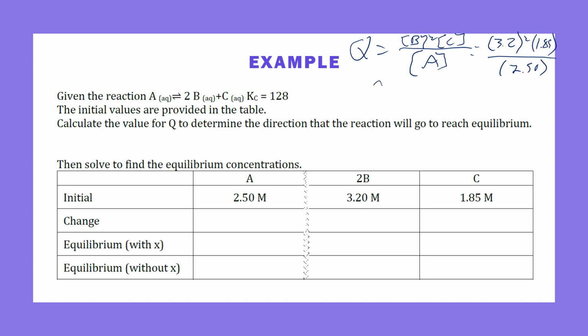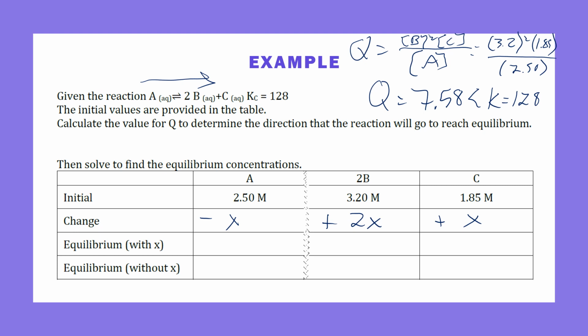So then go ahead and calculate Q is equal to 7.58, and that is smaller than K, which is 128. So Q is too small. Well, in order to reach equilibrium, we need to make it bigger, and the way that we do that is by creating more products. So the product side will increase and the reactant side will decrease. Use the coefficients. It will decrease by x, increase by 2x, increase by x. And then when we plug in those values, 2.5 minus x, 3.2 plus 2x, and 1.85 plus x.